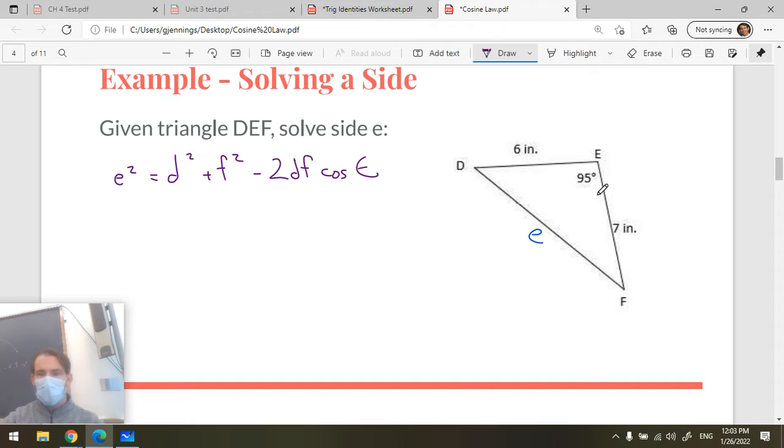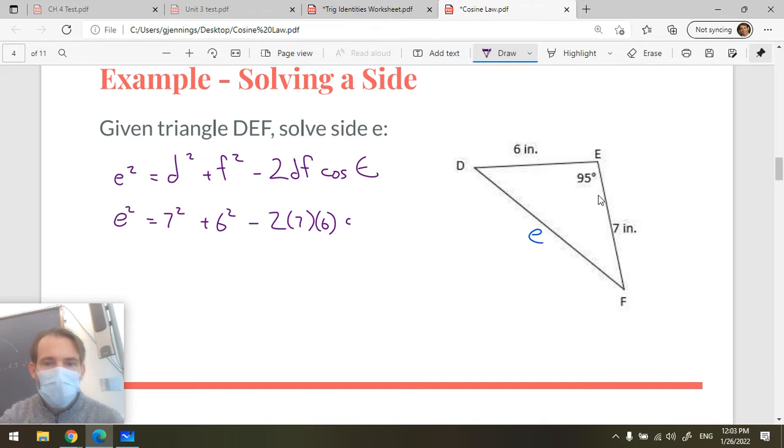Let's go ahead and take a look. We're going to put in our unknown here. We don't know it, but we're going to find it. D squared. Let's call this D. Oh, this one D here. 7 squared plus 6 squared minus 2 times 7 times 6 cosine of 95 degrees. Did people get that?